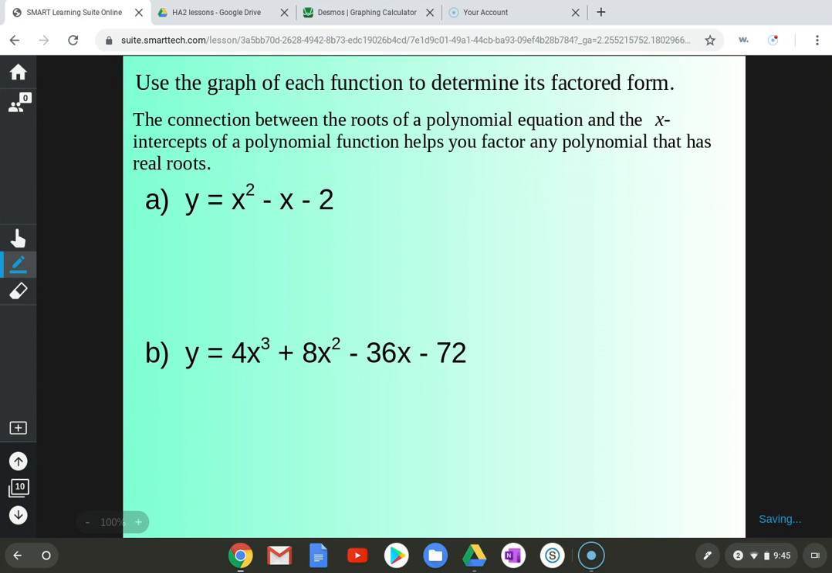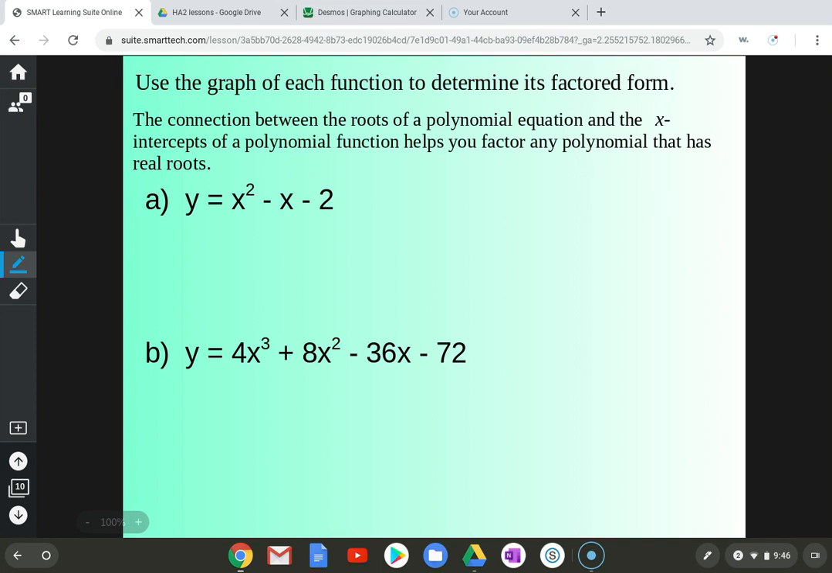All right, we're going to do something similar now. Use the graph of each function to determine its factored form. Y equals x squared minus x minus 2. I know you can factor this. Most of us can factor a quadratic trinomial without too much trouble, especially since the leading coefficient is 1. Everyone is probably thinking of the factors in their heads. Some of you might even be able to go ahead and factor letter b, which is a 4-term cubic function.